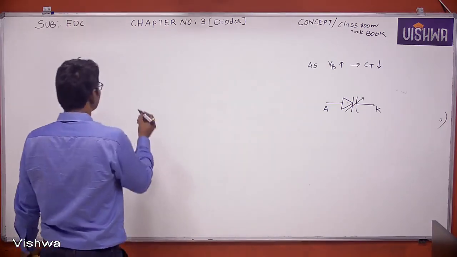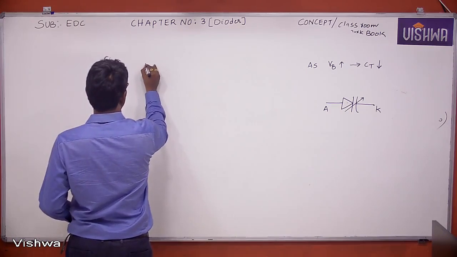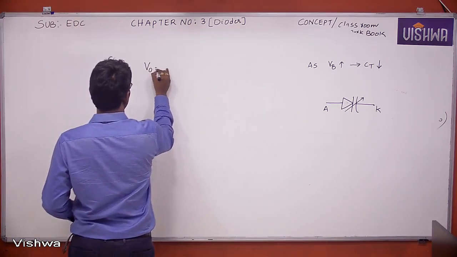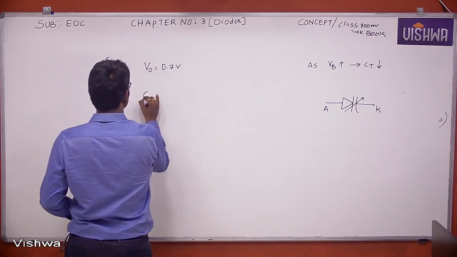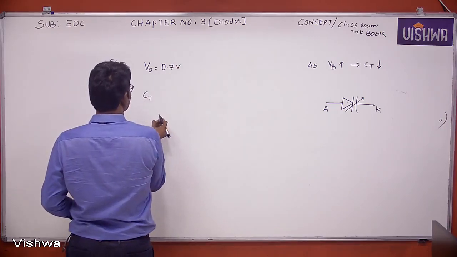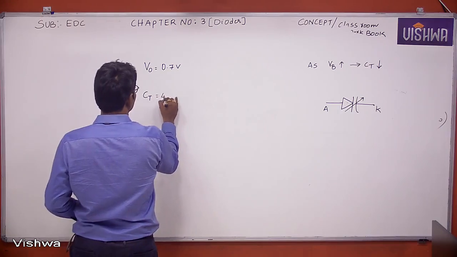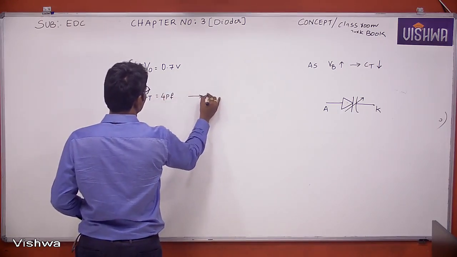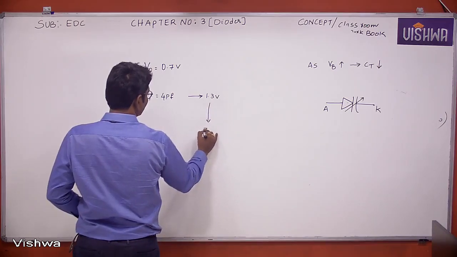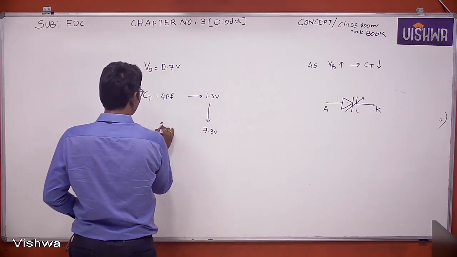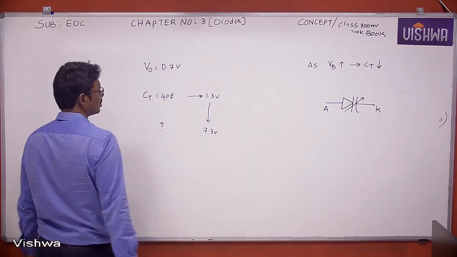Read the question. What is the given data? They gave a built-in potential of 0.7 volts. Also, they gave a junction capacitance, which is nothing but transition capacitance, of 4 picofarad at 1.3 volts. If this reverse voltage increases to 7.3 volts, what is the junction capacitance? This is the given data.